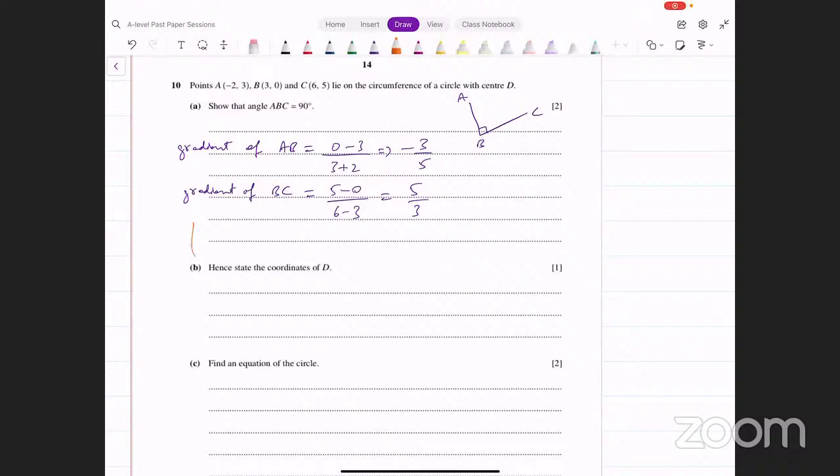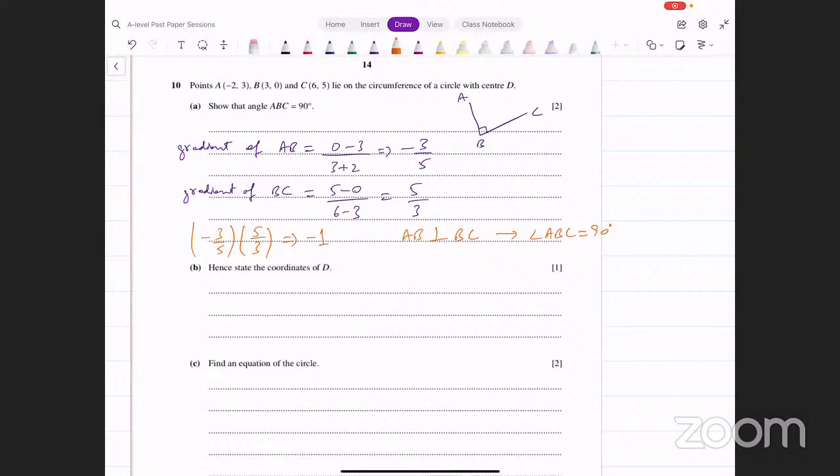So हम ये show कर देते हैं, -3/5 into 5/3. That gives us -1. So we can say AB is perpendicular to BC. That means the angle ABC is going to be 90 degrees. ठीक है, B के ऊपर angle आपका 90 बन रहा है. That's our result. Now it says, hence state the coordinates of the point D. D के coordinates अब आपको बताने हैं given this information.